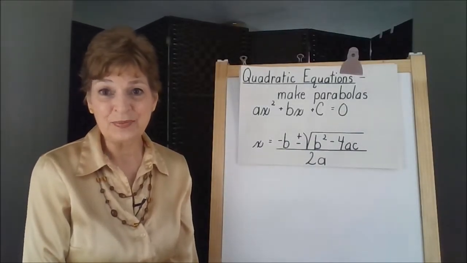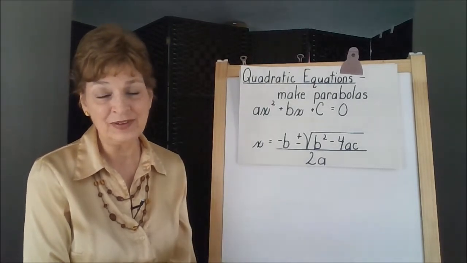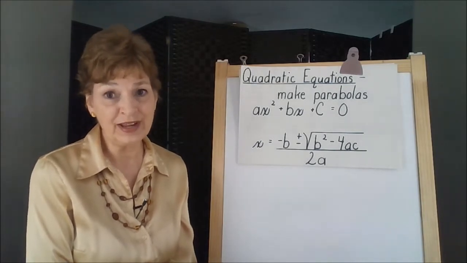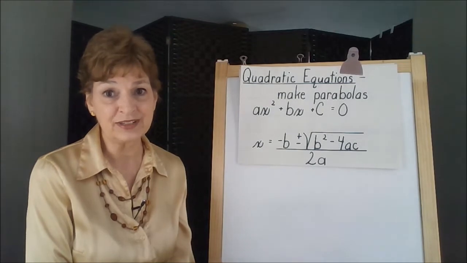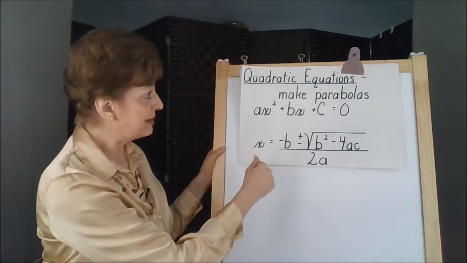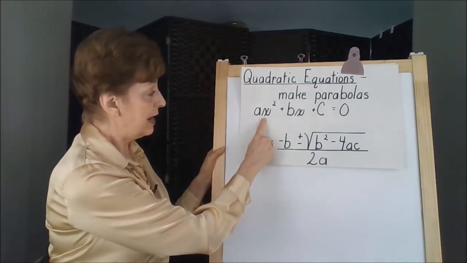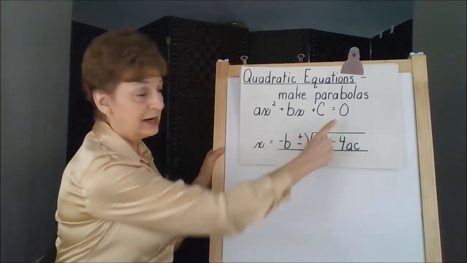Please take out your notebooks. We're going to be copying down some of the information that I'm going to give you. These are equations that you'll use over and over again when you start working with the quadratic equations that form parabolas. The standard equation for parabolas, for quadratic equations, is ax squared plus bx plus c equals 0.